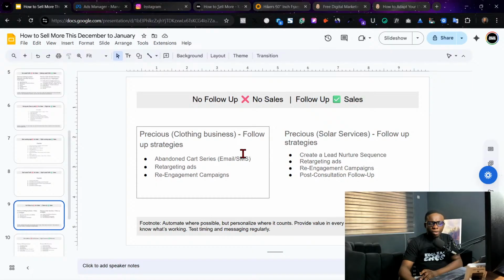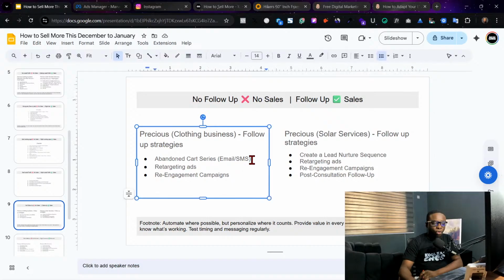Now there's what we call abandoned carts. There are some persons that will come to your cart and they will not buy anything, they'll just add to cart and leave. And sometimes you see an email like, hey, you forgot to purchase this product, right? Complete this and have a coupon. A lot of businesses do this. This is follow up for the e-commerce world.